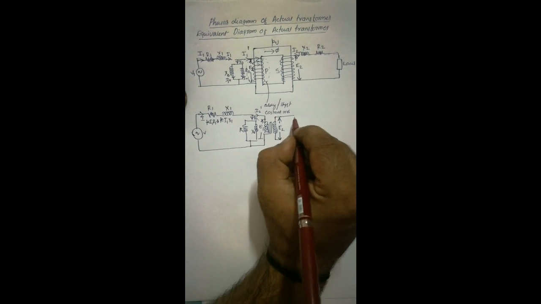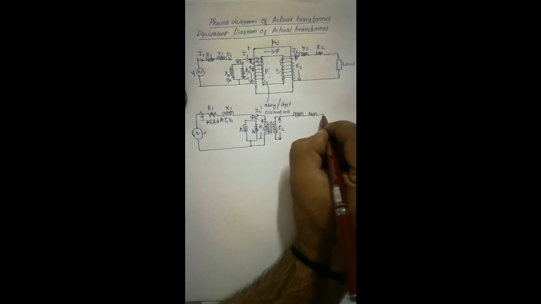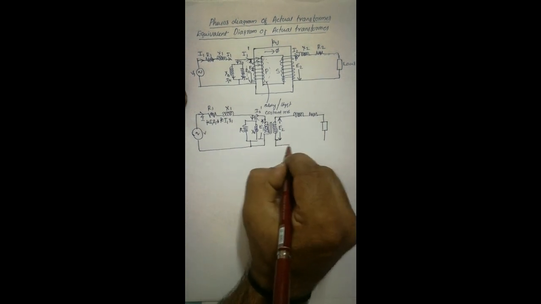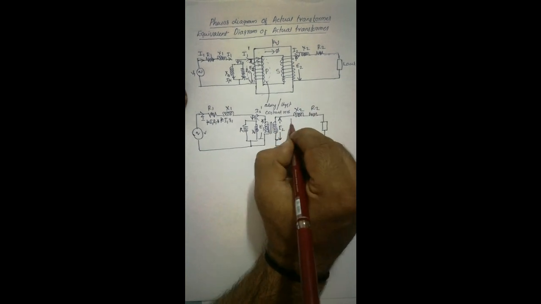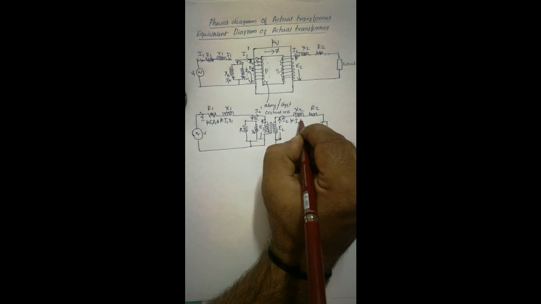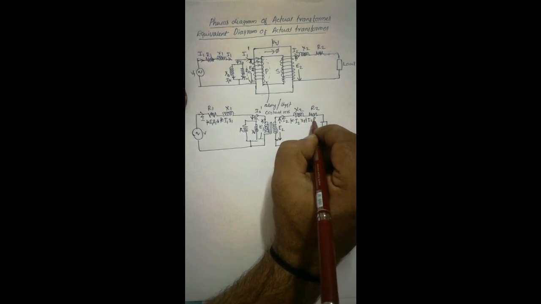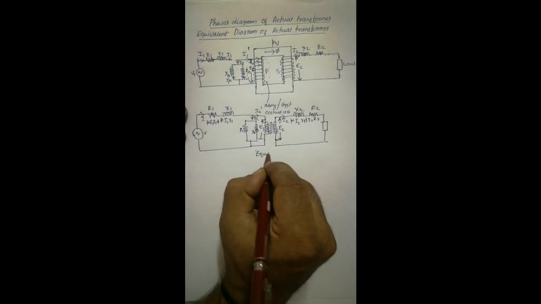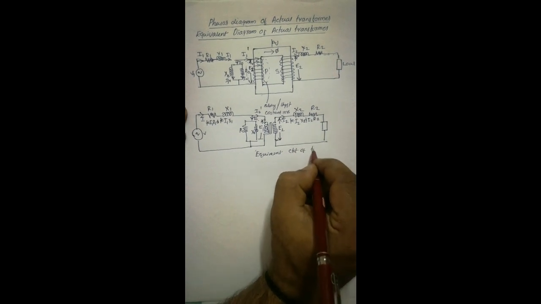Coming to the secondary side, there is an inductive reactance, a resistance, and then a load. This is X2 and this is R2, and the voltage drops across them are I2 into X2 and I2 into R2. This is the equivalent circuit of the transformer.